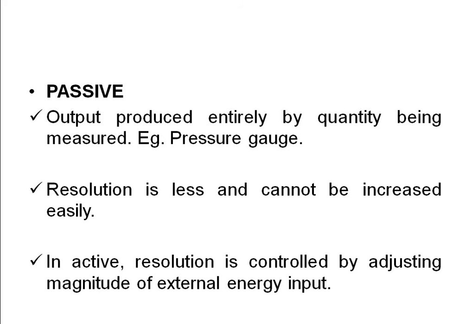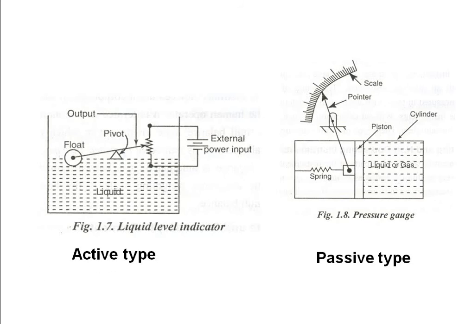For the passive type, output is produced entirely by the quantity being measured. Example, the pressure gauge, which means that based on the pressure, the gauge will either expand or contract depending on the pressure. So resolution is less and cannot be increased easily. In active, resolution is controlled by adjusting the magnitude of the external energy input. So this is with the example.